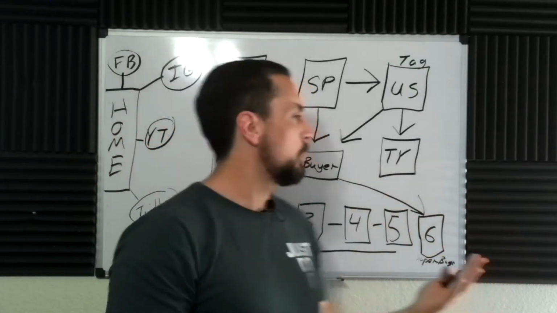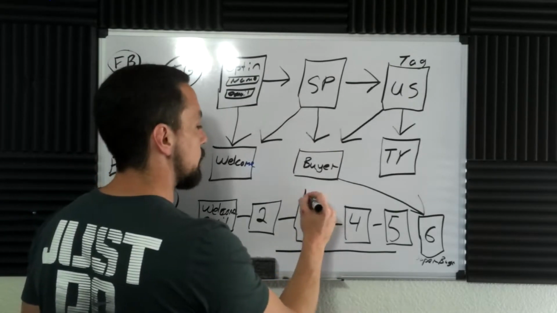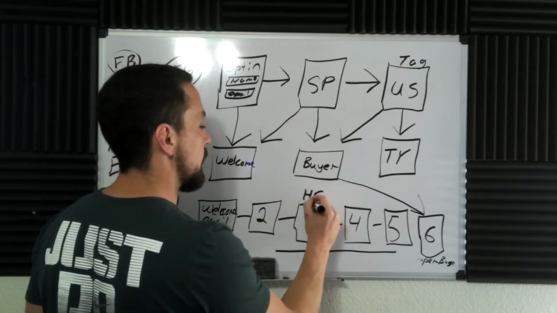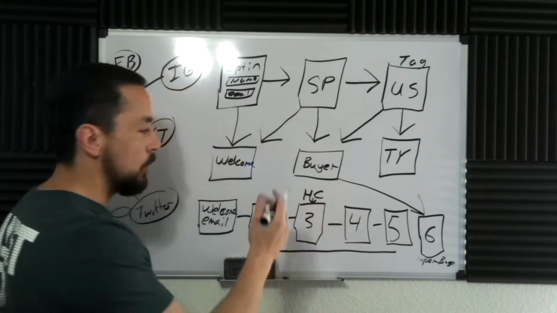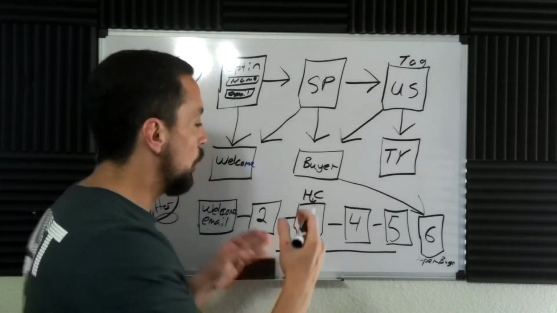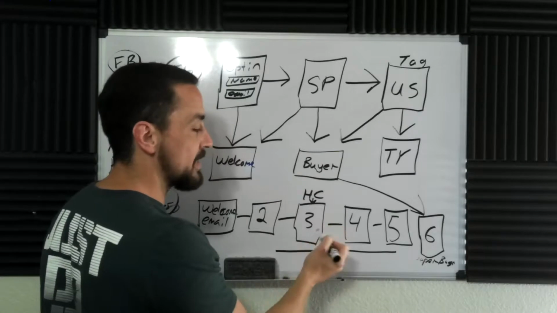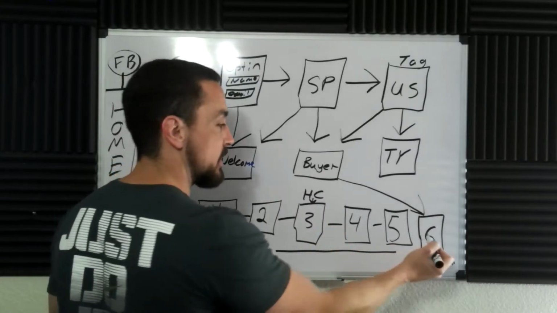Other cool tools would be like, what if they don't? Let's say this is a high converting email right here. Everyone who opens this email, it sells, right? So what happens to all those people that don't? You can actually keep sending that same exact email every single step.